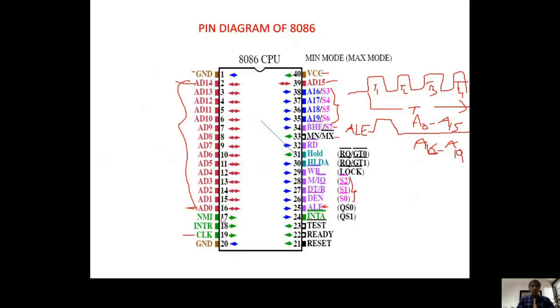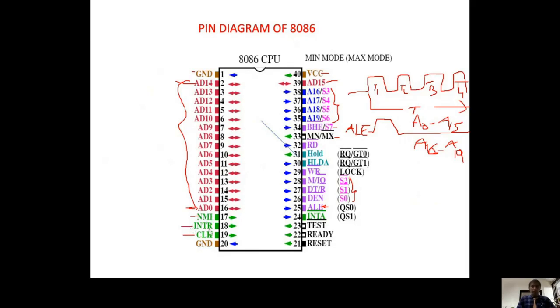NMI is a non-maskable interrupt, and it is a type 2 interrupt. Among all interrupts, this NMI has the highest priority. If any external peripheral device is requesting the processor through NMI, then the processor will do that particular work immediately because it has the highest priority.